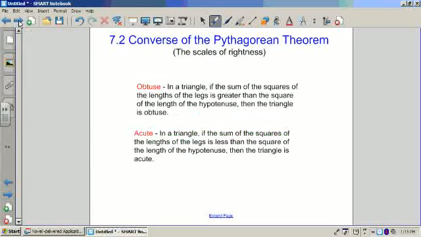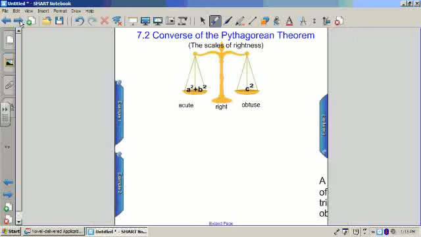If the triangle isn't right, it's either got to be obtuse or acute. Well, we find that in a triangle, if the sum of the squares of the lengths of the legs is greater than the square of the length of the hypotenuse, then the triangle is obtuse. Otherwise, it's going to be acute. Once again, if you need to pause the recorder to get those down, that's fine. I'm going to move on.